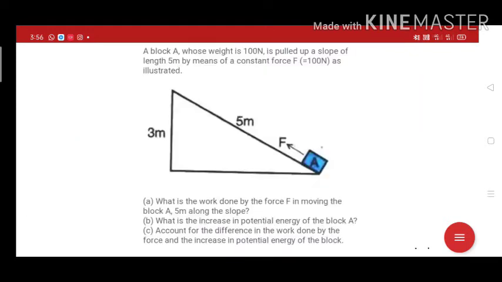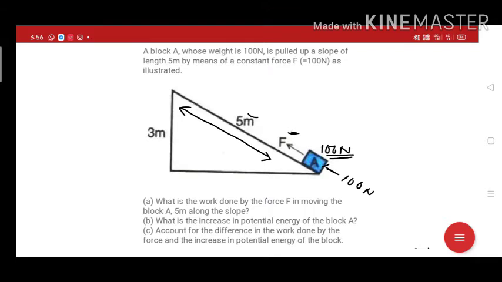Now this question is going to be a little bit tricky. So read the question first. A block A, here is the block, whose weight is 100 Newton. That means the weight of the body is 100 Newton, is pulled up a slope of length 5 meter. That means the length of this slope is 5 meter. It is also given in the diagram, by means of a constant force of 100 Newton. They have also given the direction of the force, and that is equal to 100 Newton.